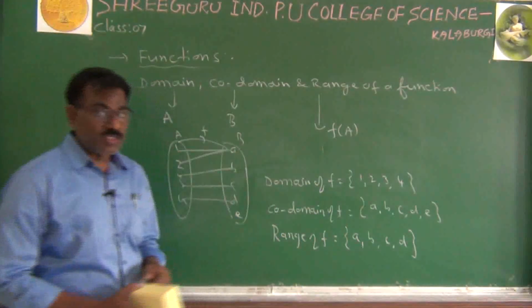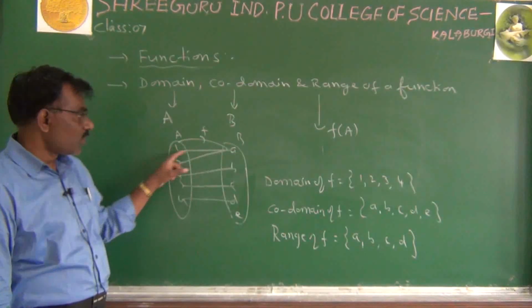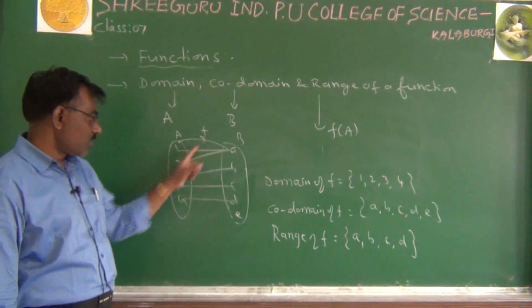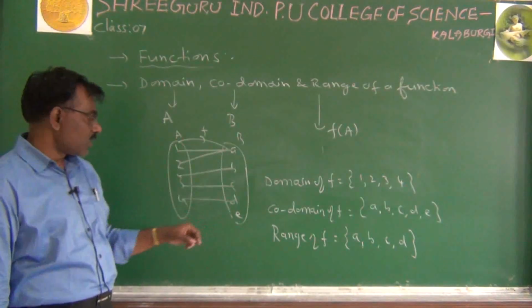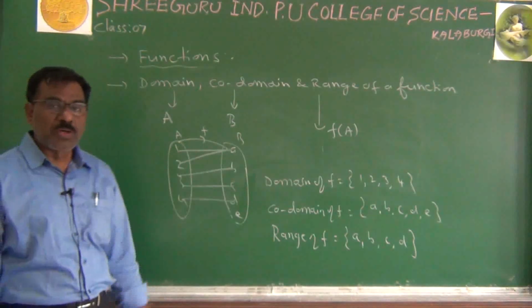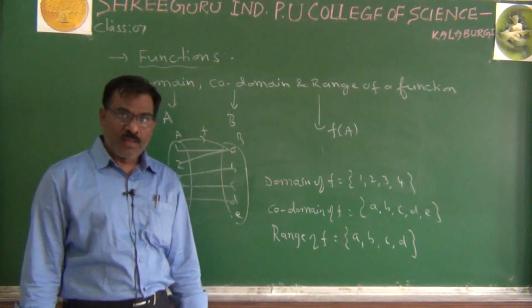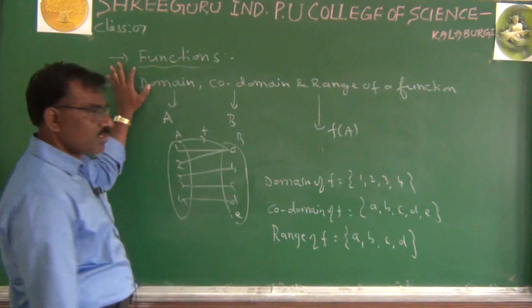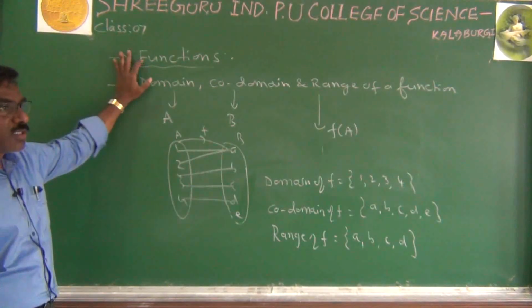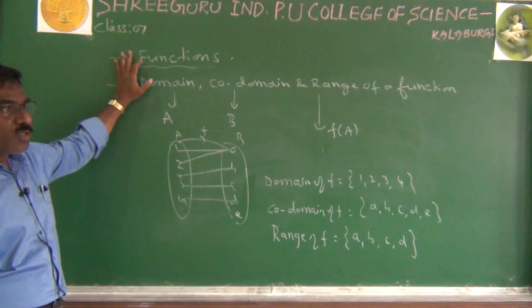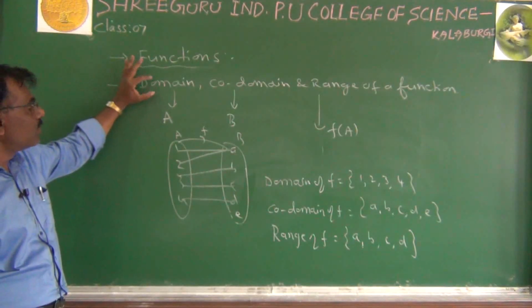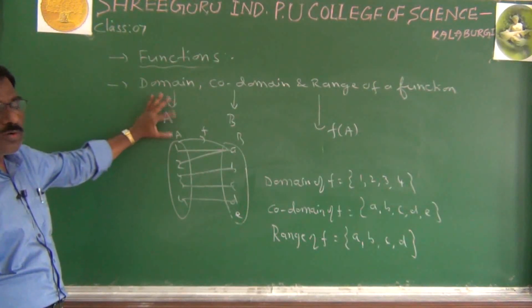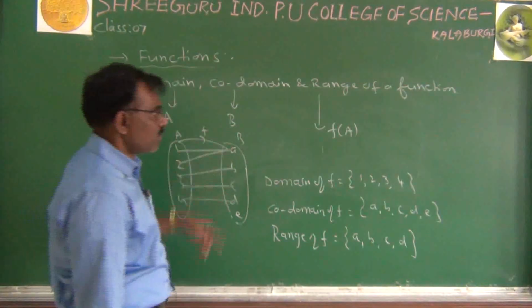Because E is not in the range, okay? f of 1 is A, no? f of 2 is A, f of 3 is B, f of 3 is C, f of 4 is D. So E is not in the range. This is the domain, codomain, range. The function from set A to set B is denoted f from A to B. Set A is called domain, set B is called codomain, and what? Range.